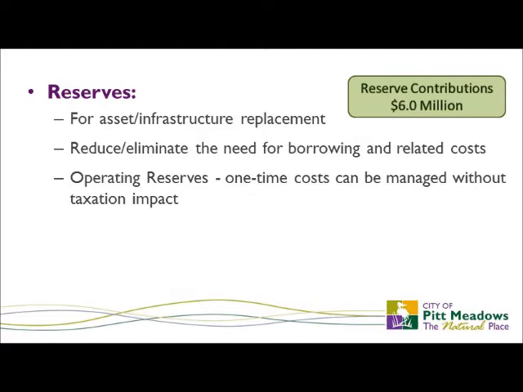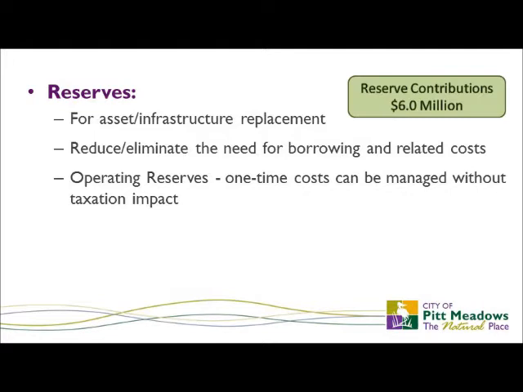Although current interest costs are low, none of us can reasonably predict interest rates 5 years from now. If the city hasn't been saving funds in the reserves over that time, it could face significant borrowing costs that are not favorable to the taxpayers. Reserves avoid this problem.